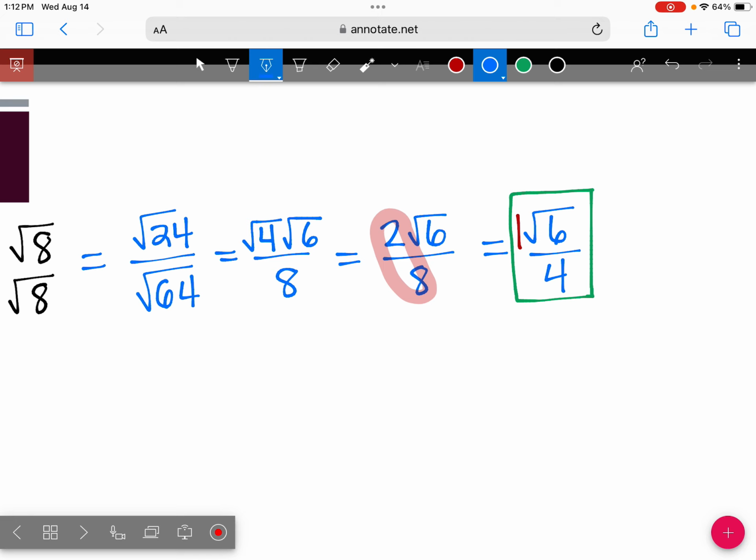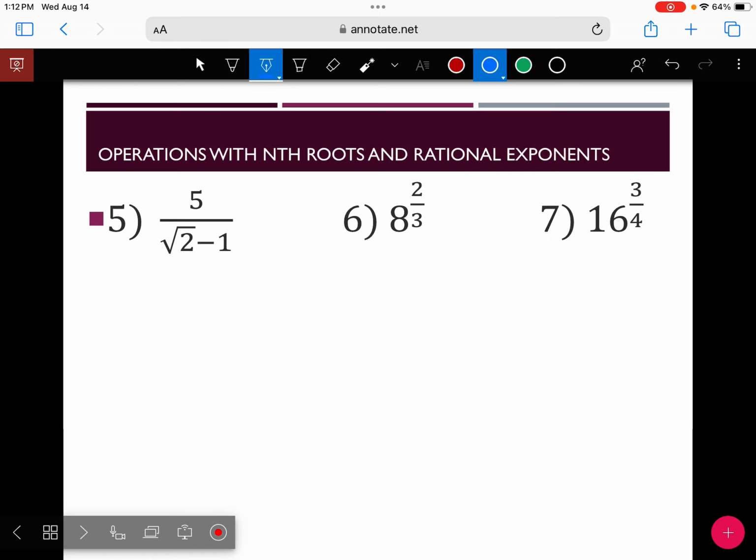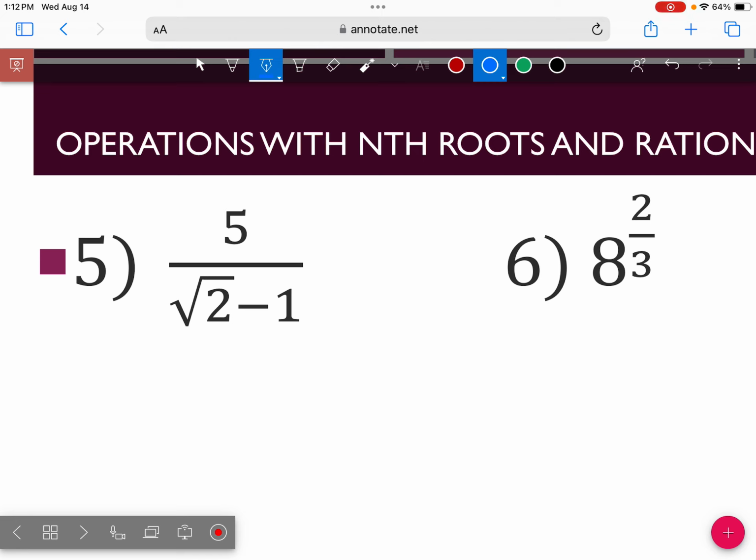So let's look at question 5. Now these 3 go quick. We only have 4 more. We got this one, these 3, and 1 more. The last 2 go fast, but only copy down 5 though, because 5 is going to take a little bit more space than 6. 6 and 7, they don't take any space at all. So in this one, in order to get rid of the square root, I have to multiply by the conjugate, which would be root 2 plus 1 top and bottom.